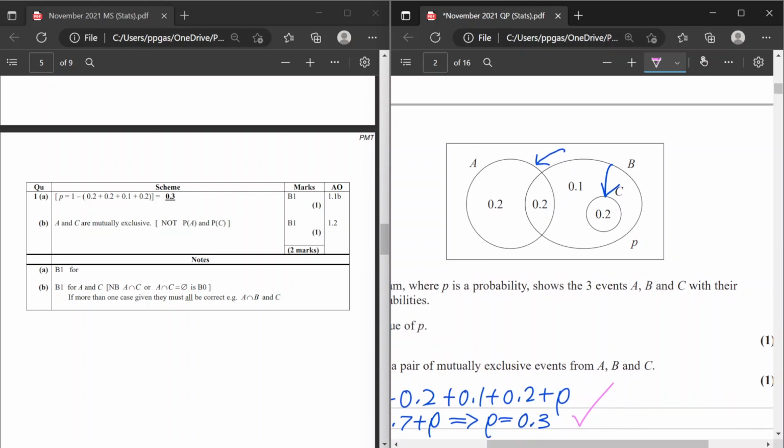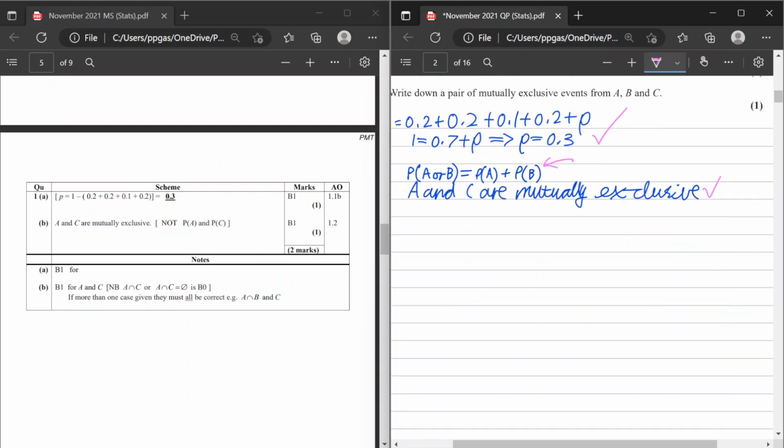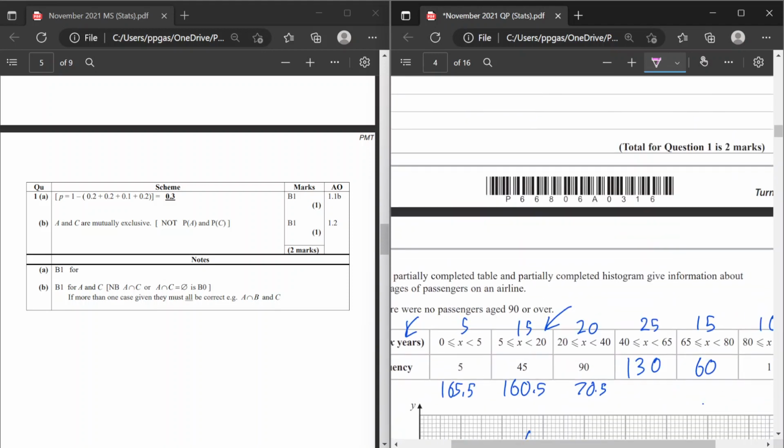Same with B and C. B and C are not mutually exclusive, but A and C are. So yeah, that was a rather easy question. Nice 2 marks for me there. Let's go straight on to the next one.